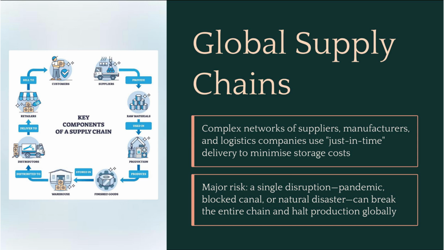All these moving parts create what we call global supply chains. These are complex networks of suppliers, manufacturers, and logistics companies. To save money, they use a method called just-in-time delivery, which minimizes storage costs by having parts arrive exactly when needed. But this efficiency comes with a major risk. Because there is no backup stock, a single disruption, like a pandemic, a blocked canal, or a natural disaster, can break the entire chain. We saw this recently. One glitch, and suddenly production halts globally.